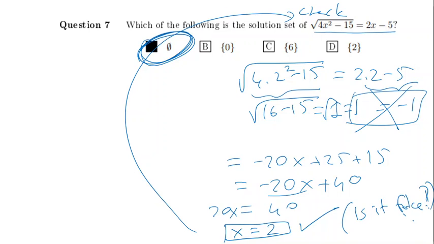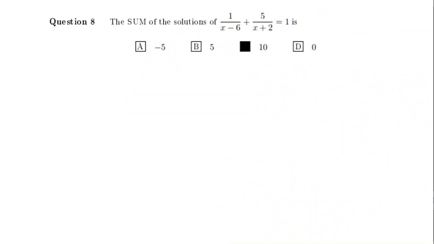If there were a solution, it would be 2, and 2 is obviously not a solution, so the solution set doesn't exist, so it's the empty set. The sum of the solutions of this, it says the sum, so we will find the solutions, then we'll add them. Okay, how to find this one?